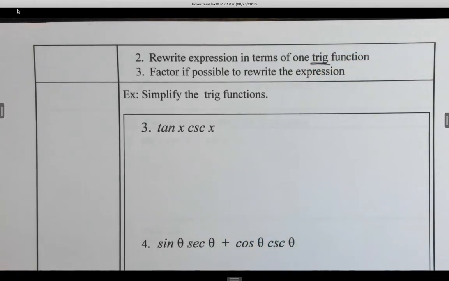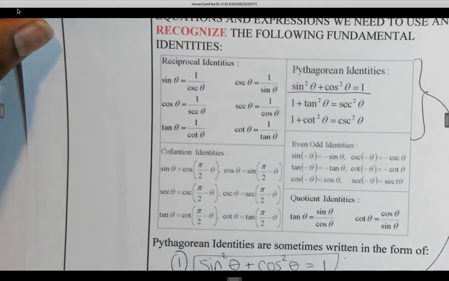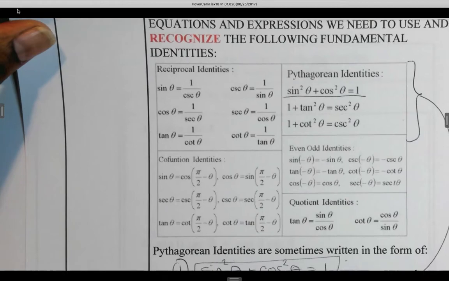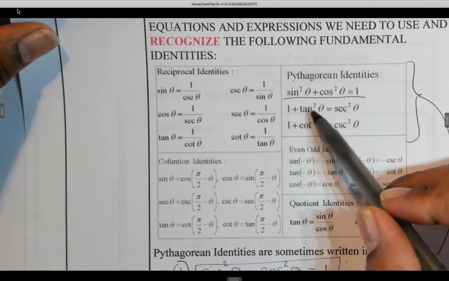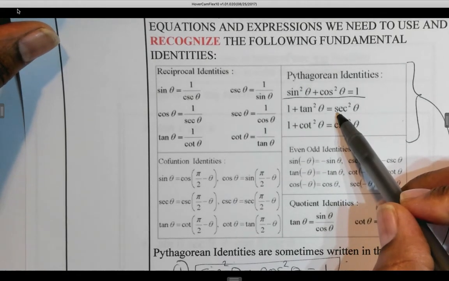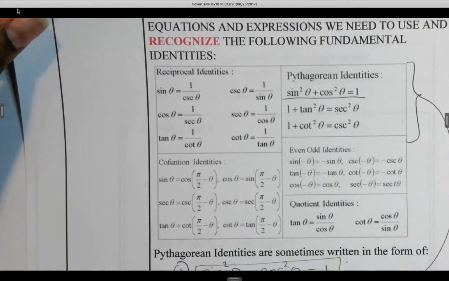Maybe I have a secant squared and a tan squared. I'm going to go back to my fundamental identities and ask, what do I know about secant and tan? Can I somehow replace one of those, secant squared or tan squared, with the other so that I have an expression with only one trig function? It's just easier if I have one trig function to work with.